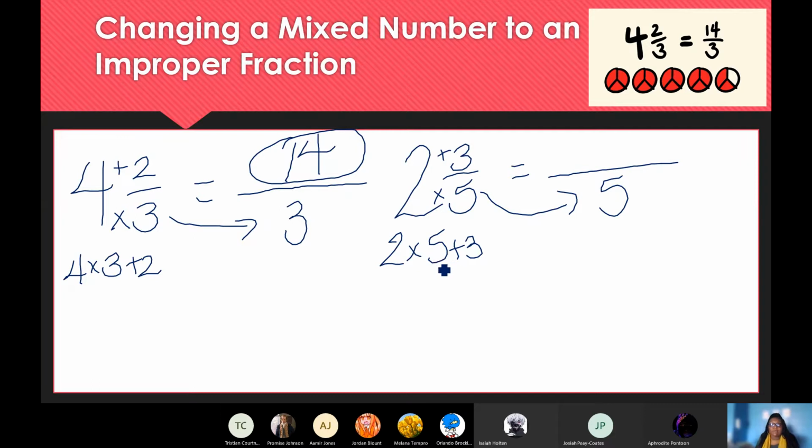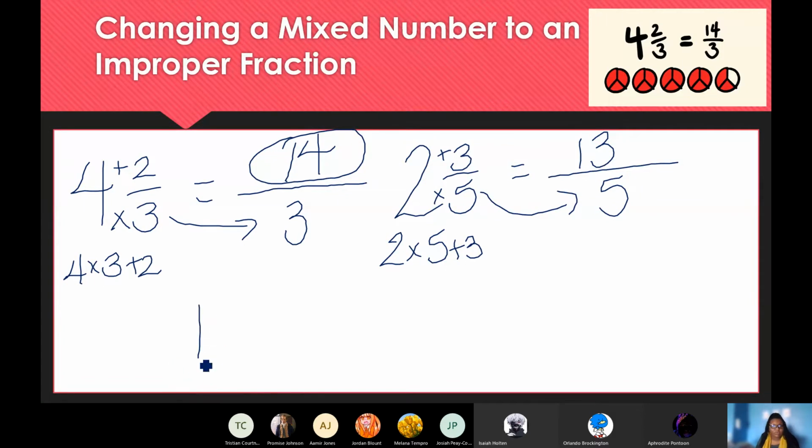10 plus 3? 13. So when I change that to an improper fraction, that's going to be 13/5. Let's do the next one, and I'm just going to write it down.